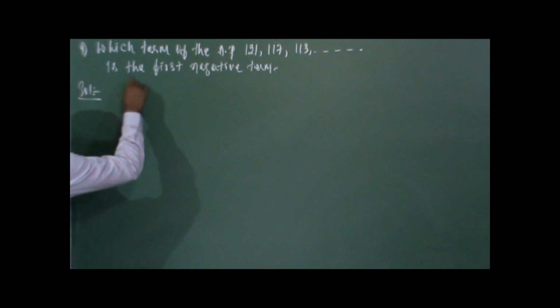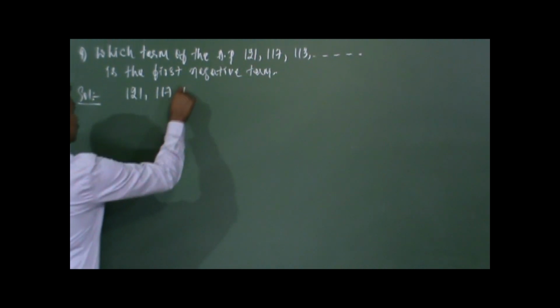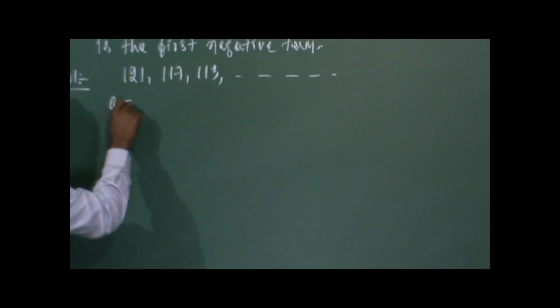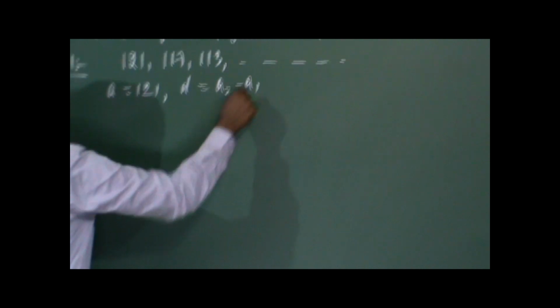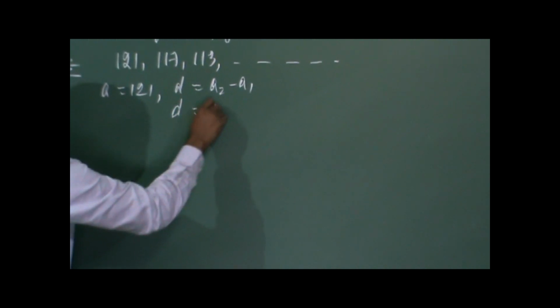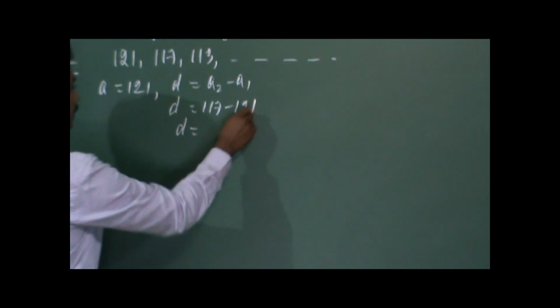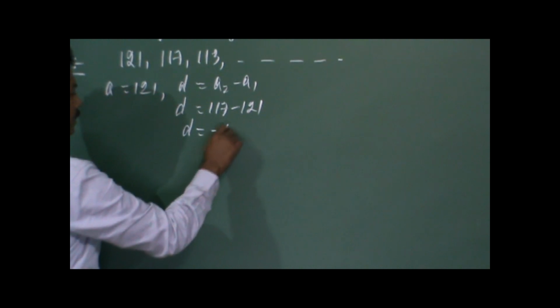So let us go with this. Let us write down the AP: 121, 117, 113, and it continues. So a is 121. D is a2 minus a1. So d is equal to 117 minus 121. So d is 117 minus 121, which is minus 4.